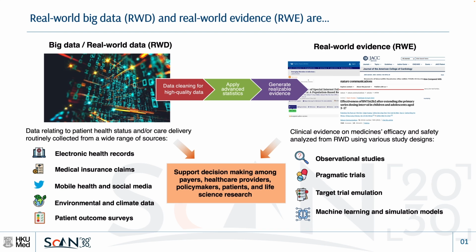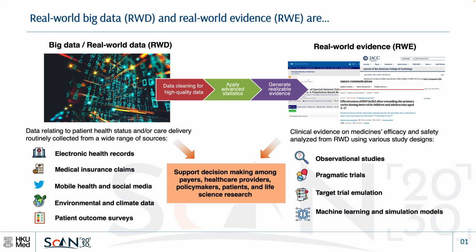Scientists also regularly collect social, economic, environmental, and climate data, as well as conduct patient outcome surveys. All these data are referred to as healthcare big data or real-world data, RWD, which help us understand patient health status and treatment outcomes. We can then make use of the RWD to generate real-world evidence, RWE. RWE, on the other hand, is the clinical evidence on medicine efficacy and also safety, analyzed from RWD via high-quality data management and advanced statistics and study designs. Examples include observational studies, pragmatic trials, and in recent years, target trial emulation and machine learning models.